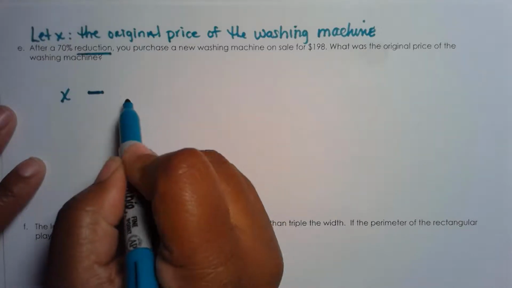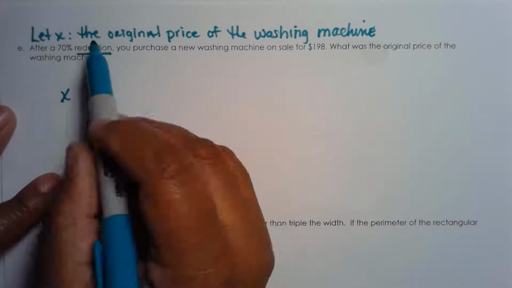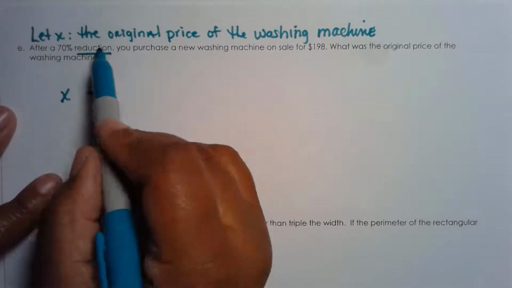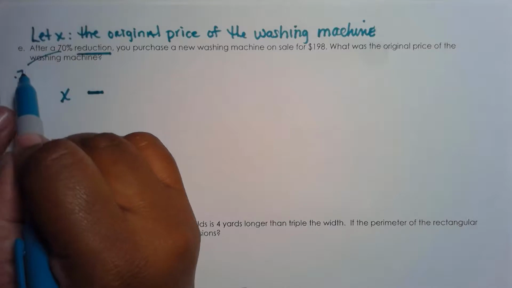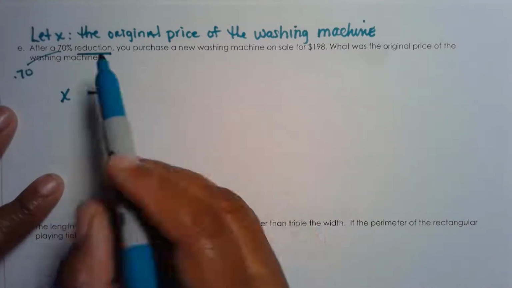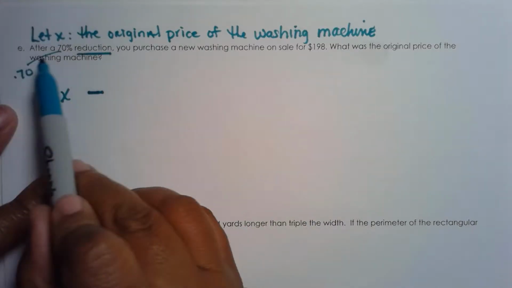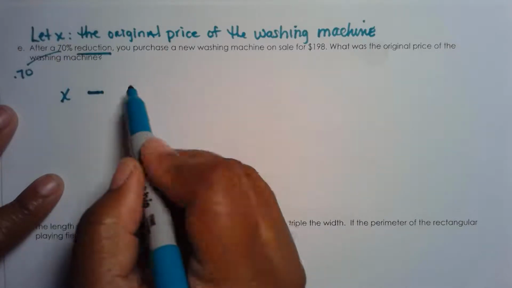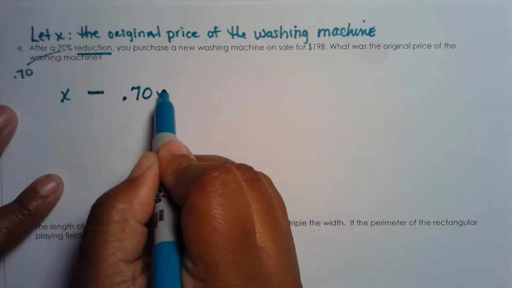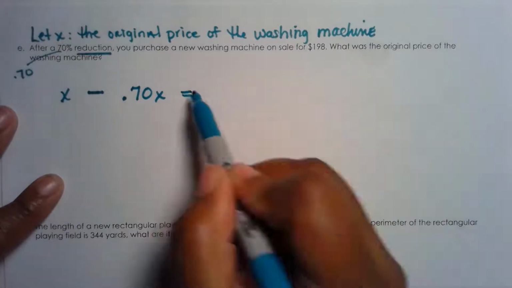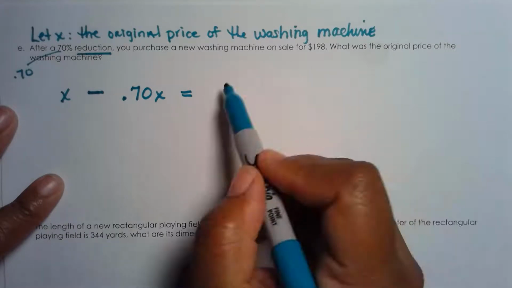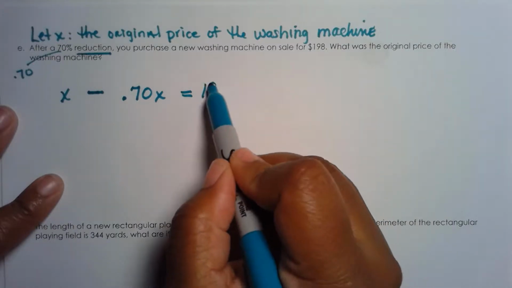To find that out, we need to convert 70% to a decimal, which is 0.70. And we're going to take the 70% and multiply it by the original price. We don't know what the original price is just yet, so we're going to say 0.70 times X. But we do know the reduced price for this washing machine is $198.